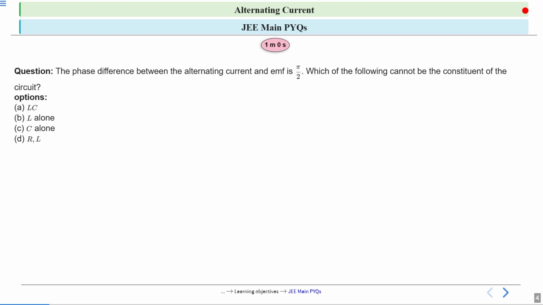Okay, so we know that if the circuit is purely capacitive or purely inductive, then the phase difference between current and EMF is pi by 2. Okay, for any other combination, can the phase difference be pi by 2? Okay, so you have to determine the correct option. So I will give you some time to think about it.